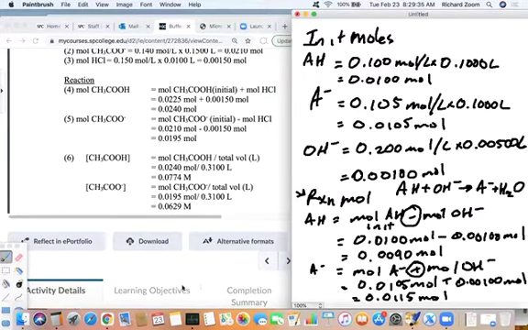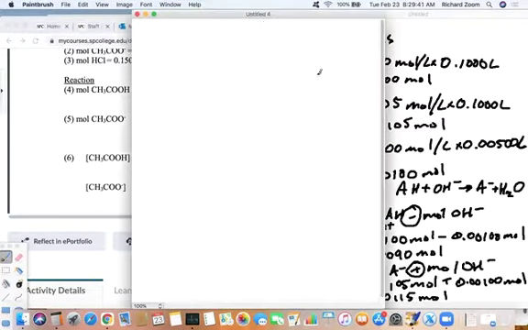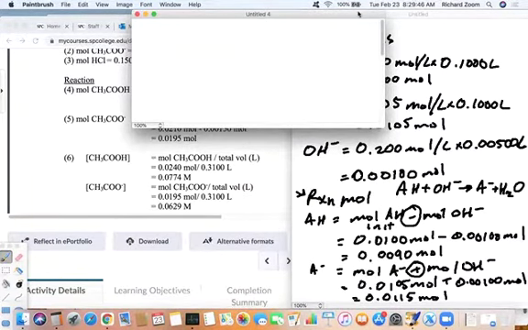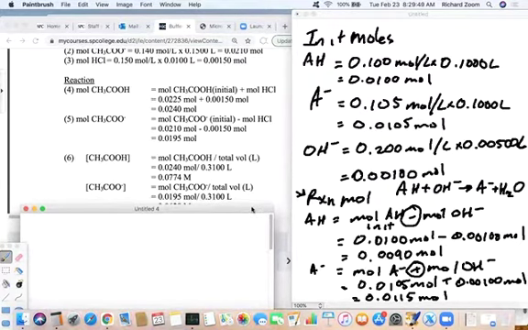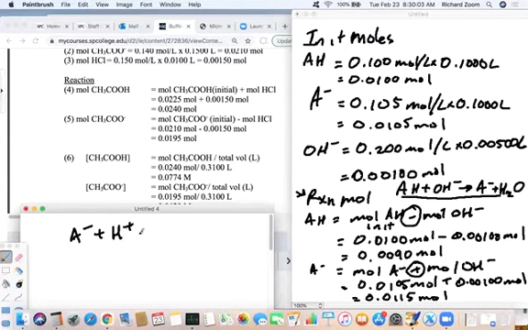The reason for that, and I'm going to shrink this screen a little bit, is that in this instance you can see the reaction at play is AH plus OH minus gives A minus plus H2O. For this one, it's A minus plus H plus gives AH. Or if you wanted to, A minus plus H3O plus gives AH plus H2O. Either way, it's the same thing.